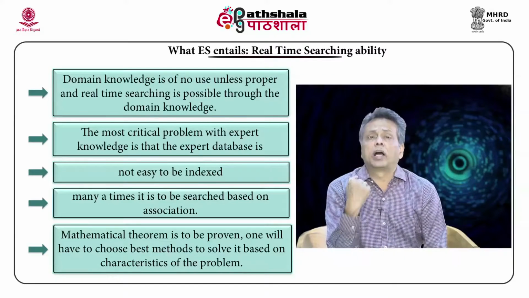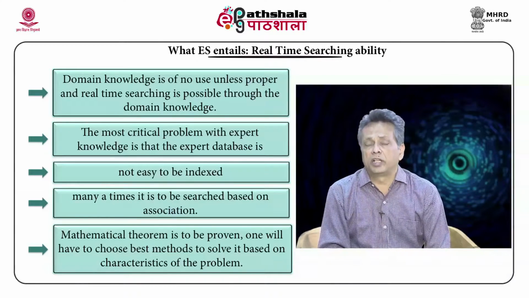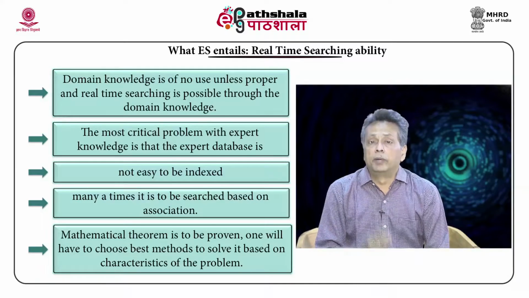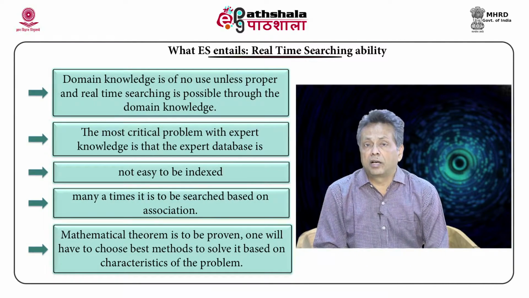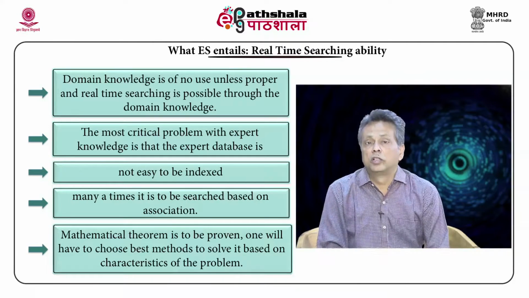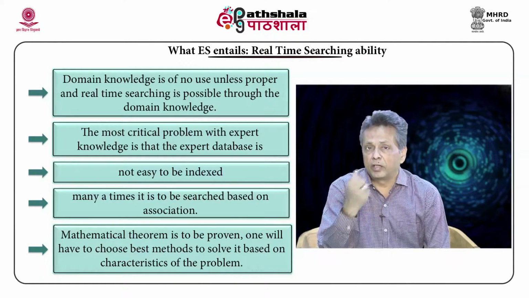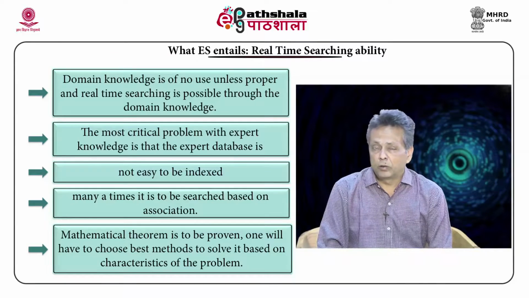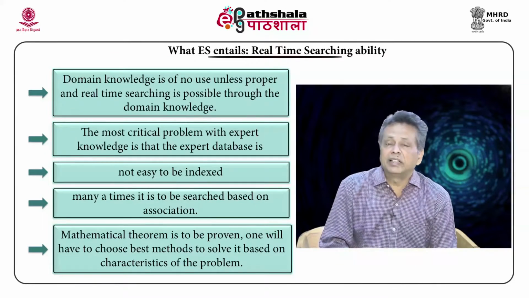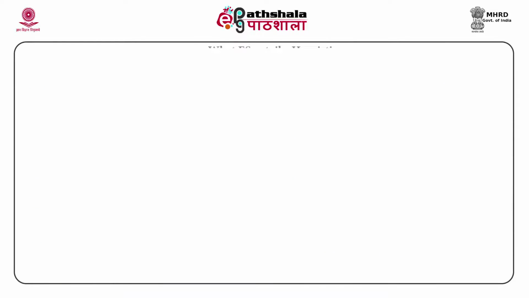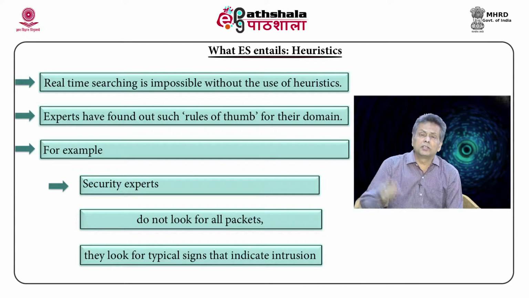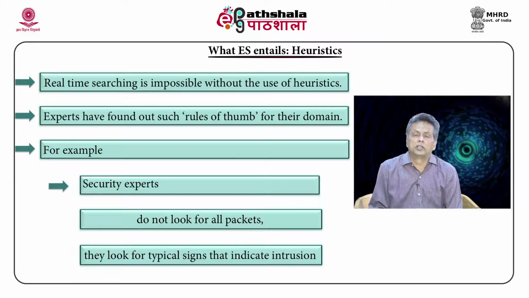The same thing should happen here: that searching ability, the contextual capability of looking at context and determining the direction in which the question should be asked and finding out the problem. So, that real time searching ability is the second critical part required of an expert system. And many times the problem with this searching is that it is not possible to do it using simple index based queries.